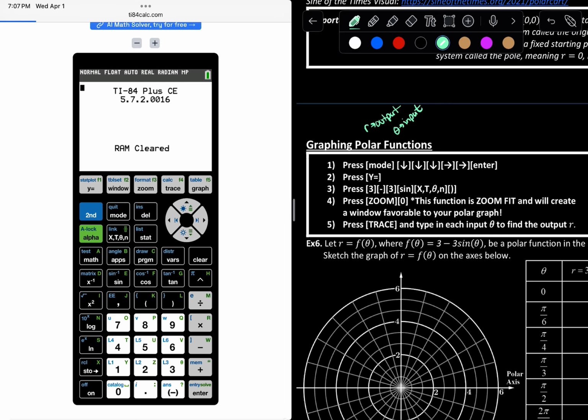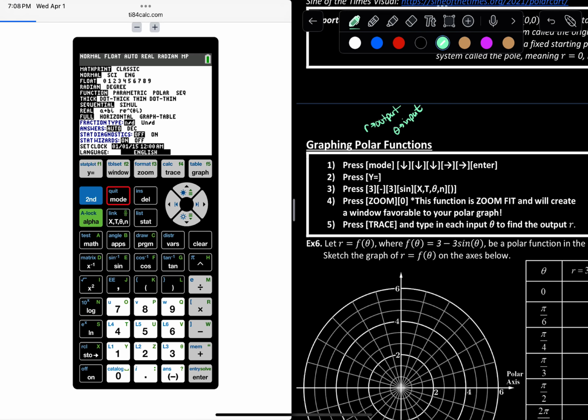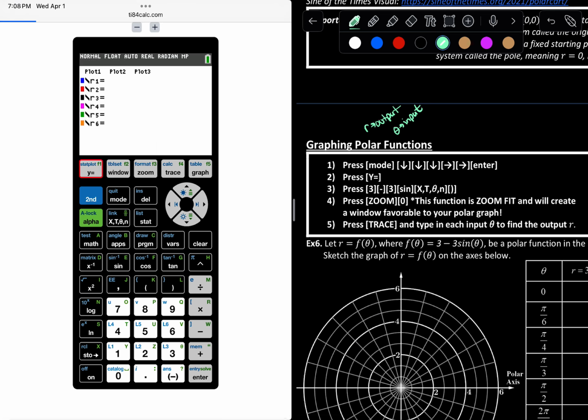Okay. So we are going to be using the TI-84 for this lesson. And before we can do that, we have to switch the calculator out of rectangular mode. So you're going to hit the mode key, which is next to the blue second key. You're going to go down to where it says function, and then you'll go over to where it says polar, and then you'll hit enter.